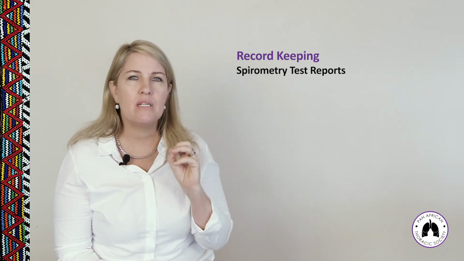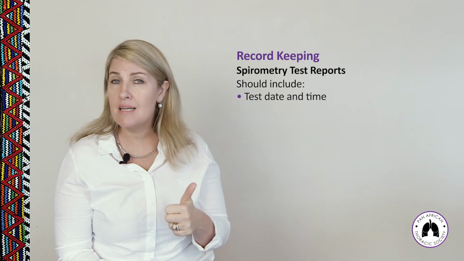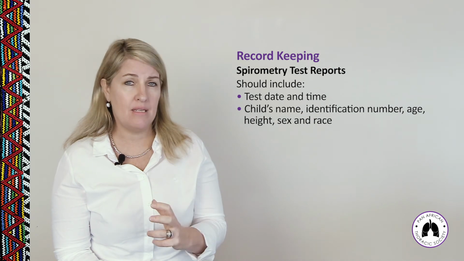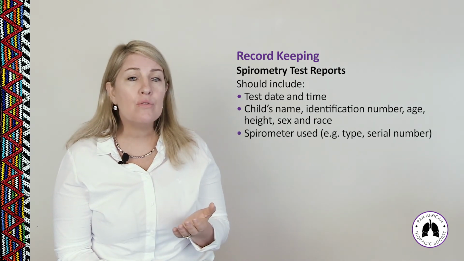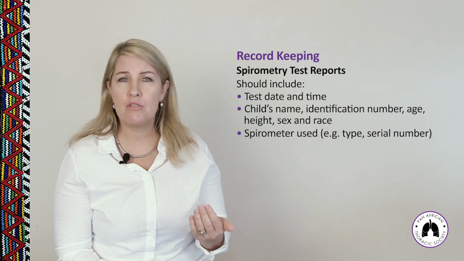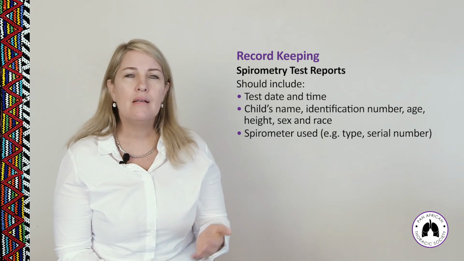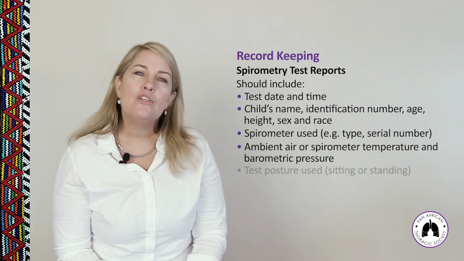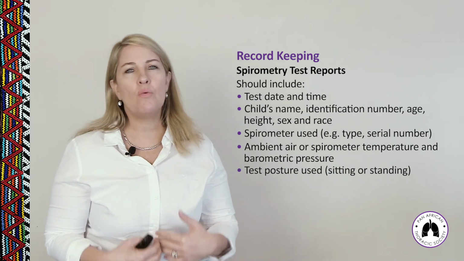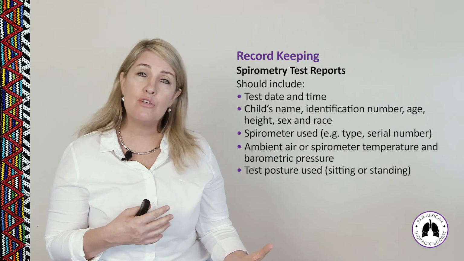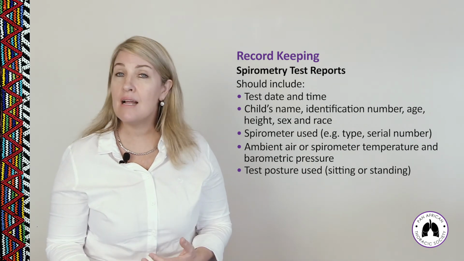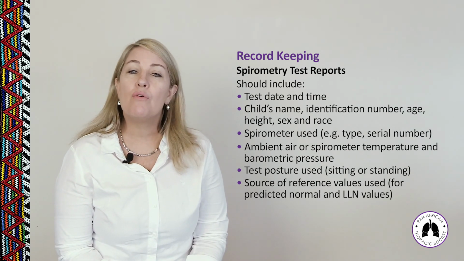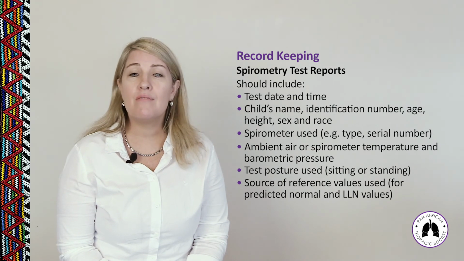So every spirometry test report should include the test date and time, the child's name, ID number, age, height, sex, and race. The type of spirometer used, so somewhere on the report you might be able to see the serial number of that spirometer as well. Ambient air or spirometer temperature and barometric pressure. You need to know what test posture was used. Was the patient seated or standing? Because if they choose seated, they must always be seated. If you choose standing, that child should always be done standing. Sources of reference values used for lower limits of normal and predicted values.